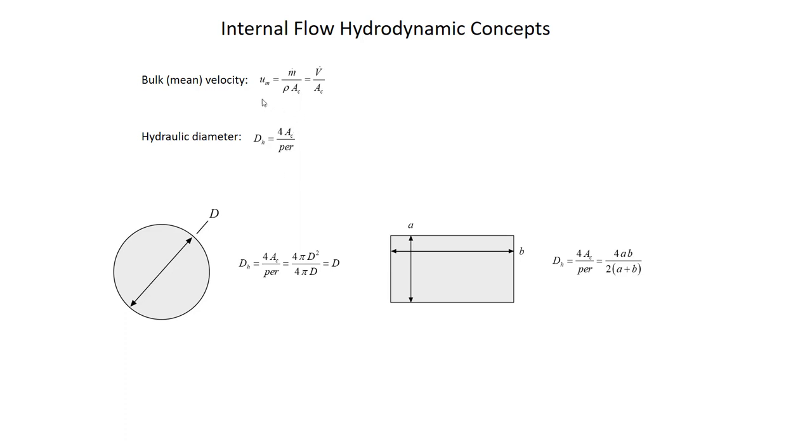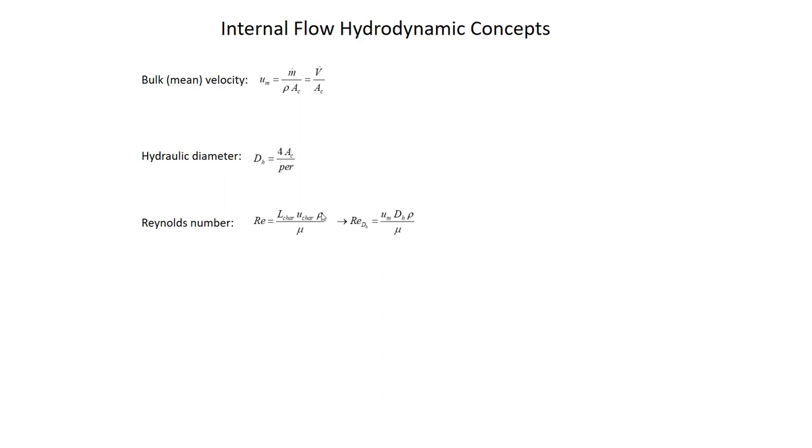So we have a characteristic velocity, we have a characteristic length. Now we can calculate a Reynolds number that's appropriate for an internal flow, right? So for any flow, we said that the Reynolds number is going to be equal to some characteristic length times a characteristic velocity times the density of the fluid divided by the viscosity of the fluid. For an internal flow, the characteristic length is the hydraulic diameter, the characteristic velocity is the mean velocity, so this is the Reynolds number that I'm going to calculate for an internal flow.